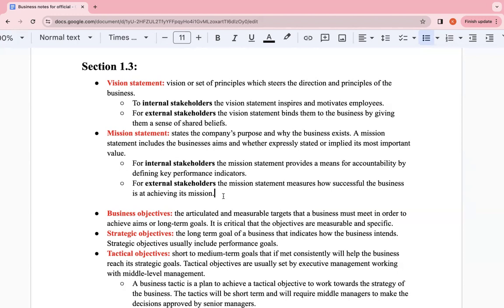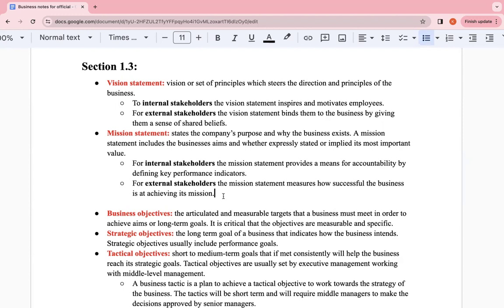A mission statement includes the business aims and, whether expressly stated or just implied, its most important value. So basically, it's ethics, what it finds most important. Some business values may be family, other business values may be the environment, like the example I previously gave you. So it's really dependent on the business itself. For external stakeholders, the mission, sorry, I'm going to start with the internal stakeholders.